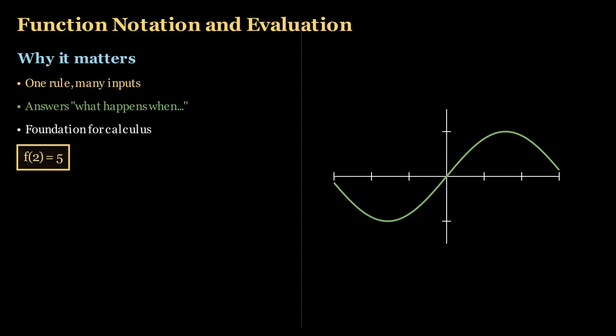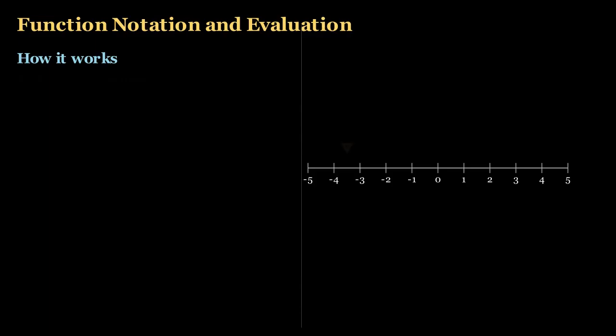Let's say our function is f of x equals x squared plus 1. To find f of 2, we replace every x with 2. That gives us 2 squared plus 1, which is 4 plus 1, or 5. To find f of a, we replace x with a, giving a squared plus 1. It looks the same, just with an a instead of a number.